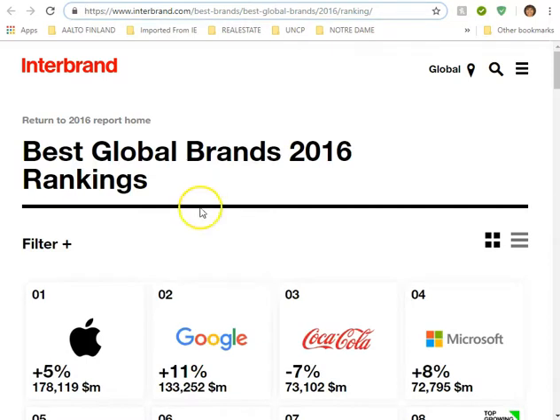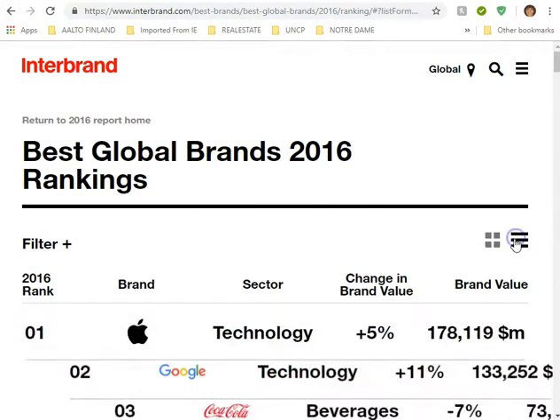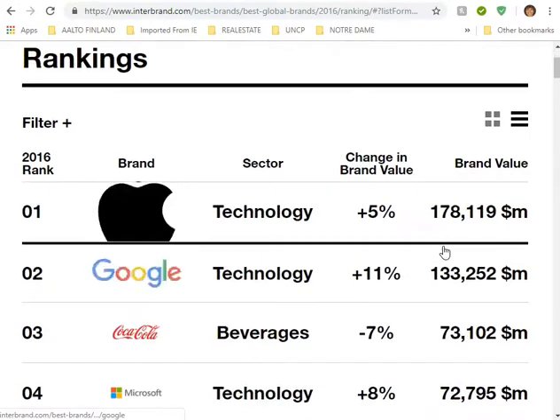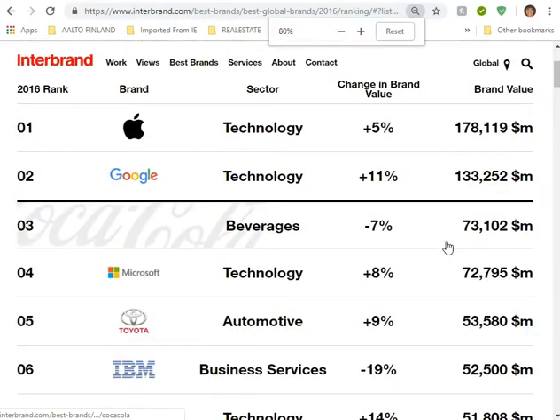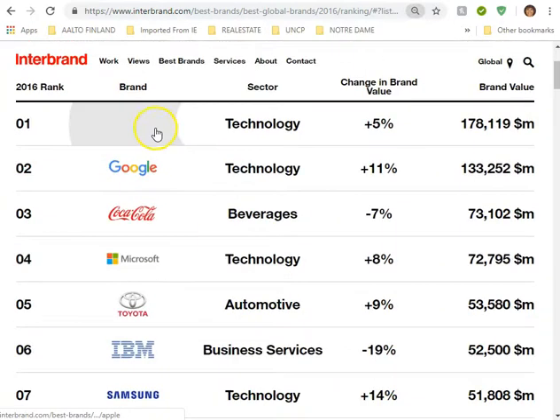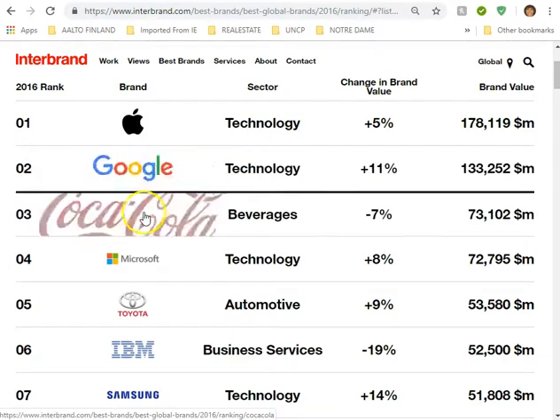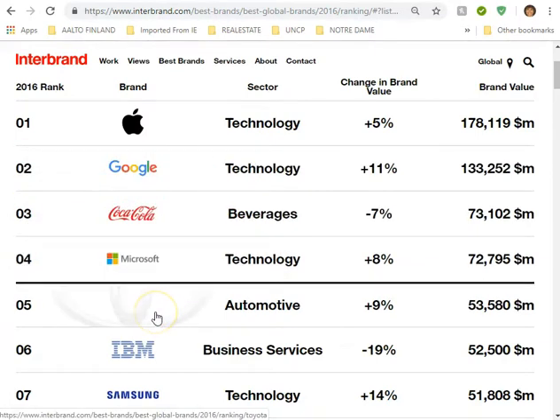Here we go. Okay. So if we look at Interbrand, it is an organization that evaluates the best global brands every year. This is the 2016 ranking, and I'm just going to put it in a smaller form here. And what you can see as you scroll through are Apple, Google, Coca-Cola, Microsoft, Toyota.